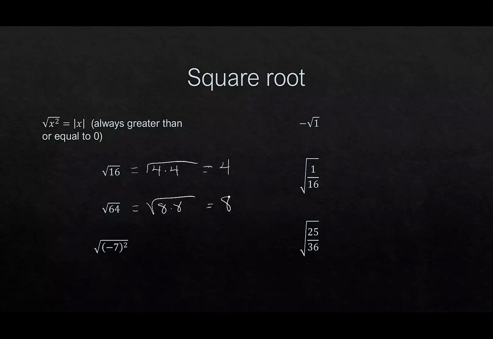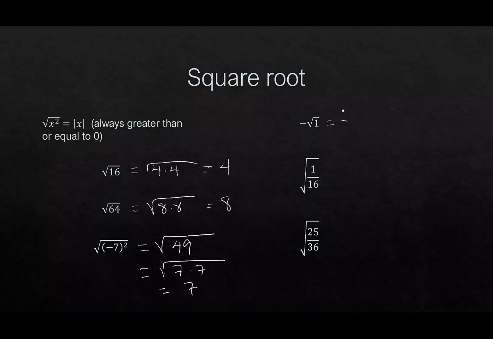I have the square root of negative 7 squared. Remember the order of operations. Before we take the square root, we would square negative 7. Negative 7 squared is 49. Then when I take the square root of 49, I think of 49 as being 7 times 7, which is just 7. So even though we see this negative under the square root, because of the order of operations, it becomes positive.